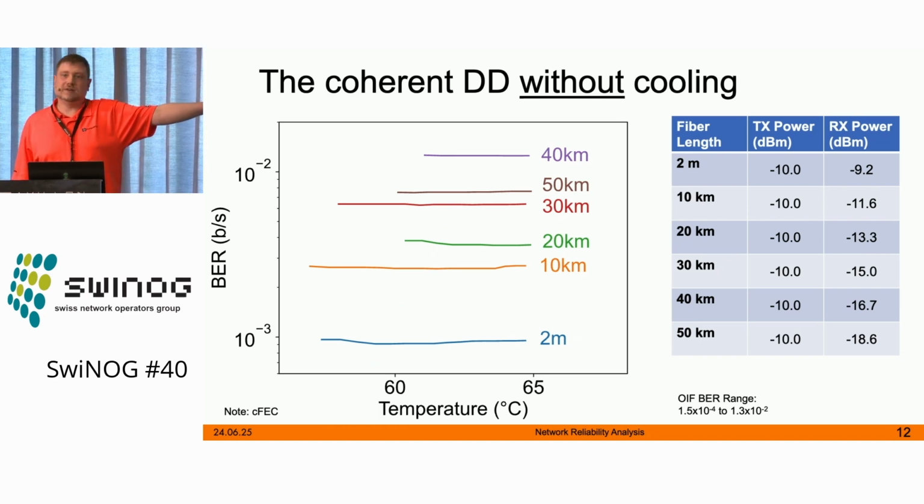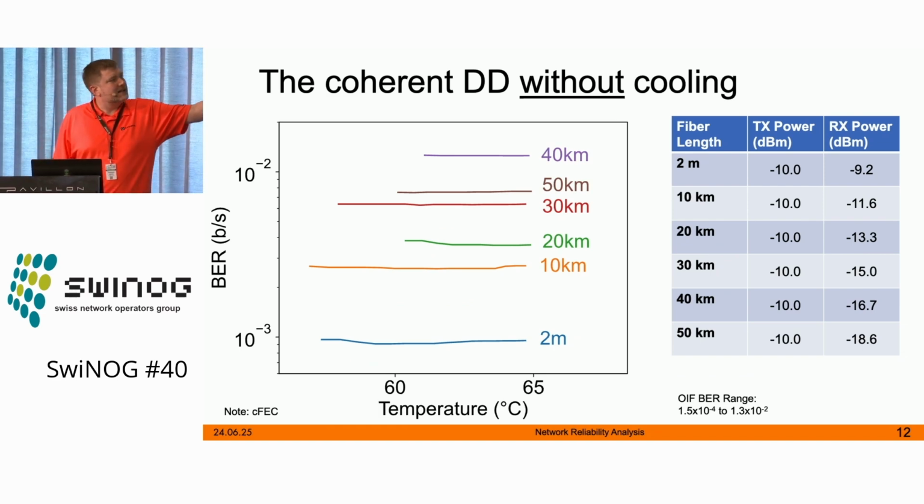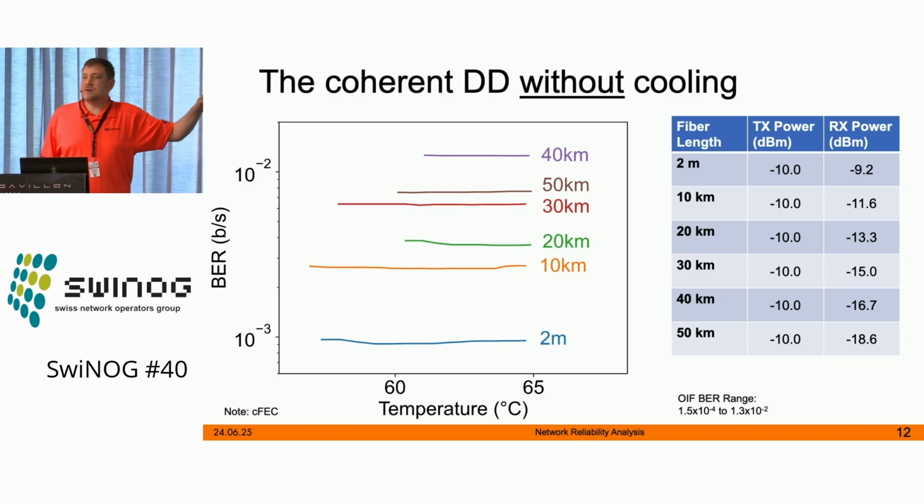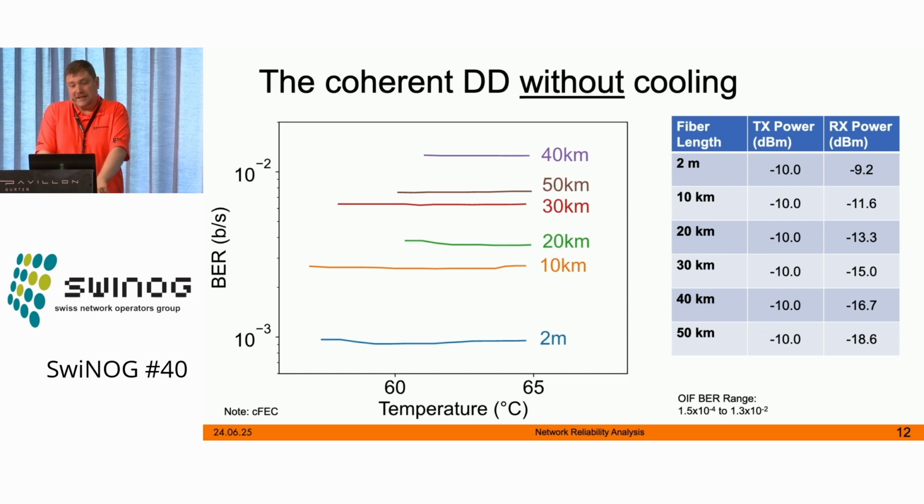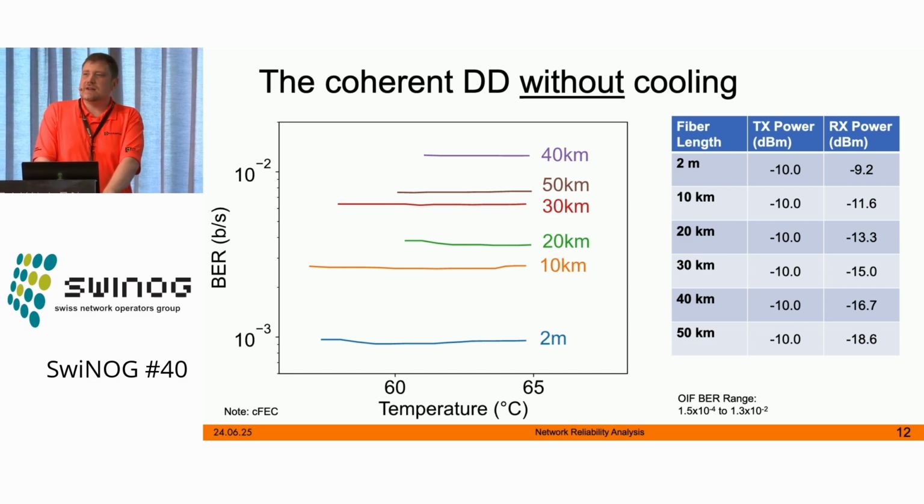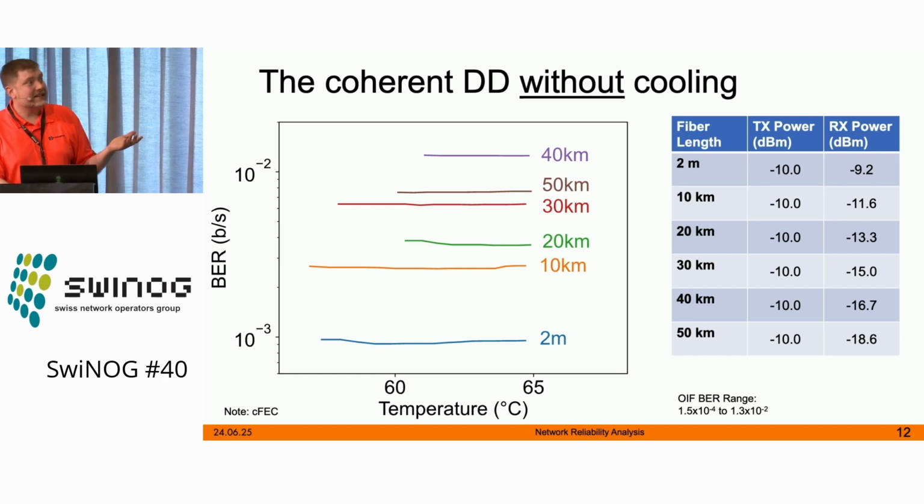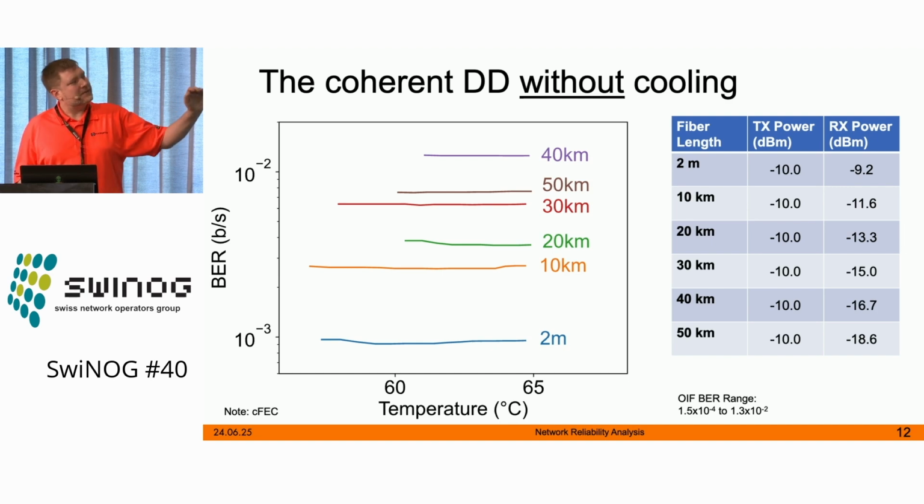As you can see, we don't have the jumps anymore, and the lines are more or less constant. The reason for that is, with the coherent, we have the advantage that we have more parameters we can work with. Our DSP is looking at the polarization, it has the phase shifting, and with that it has more opportunities to correct the signals, and you get way smoother lines. They are not perfectly constant, but they follow the temperature.